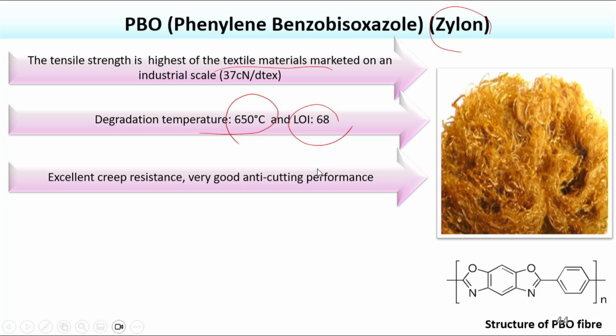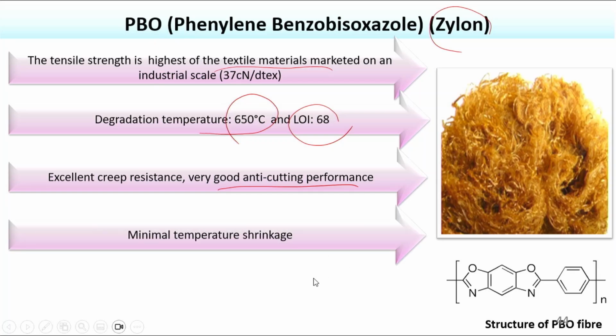excellent creep resistance. So, it does not get creeped, and very good anti cutting performance. So, cut resistance clothing we can use also, and its shrinkage is very low. So, for all these characteristics, if we understand these characteristics, we can select the performance, and although these fibers are expensive fiber, so we can select depending on the application.